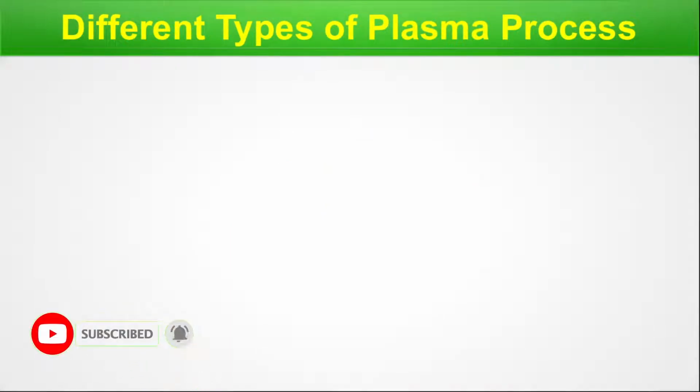Different types of plasma process. Now this is going a bit deep into the semiconductor CMOS process. Here we will talk about 3 different plasma processes, and that will enhance your knowledge about how the plasma process is done and what is the respective importance, and we will correlate these things to the antenna damage later on.